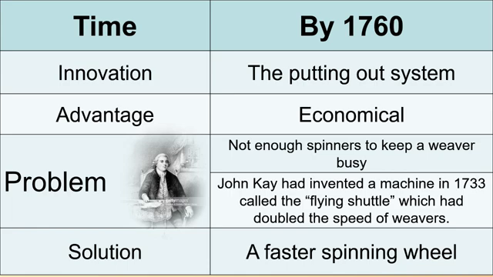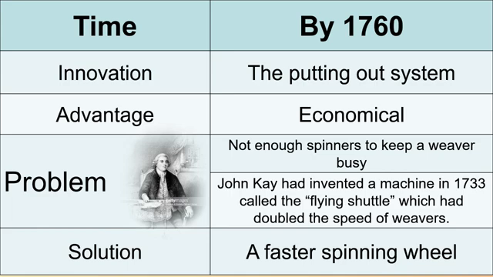And so we're beginning in the year 1760, and this innovation is something we're already familiar with, the putting out system. What was the advantage of the putting out system? Well, it was economical. But one of the problems with it that we've already seen was that there were not enough spinners to keep a weaver busy. Keep in mind that in cottage industry, the main industry is in textiles, spinning and weaving thread.